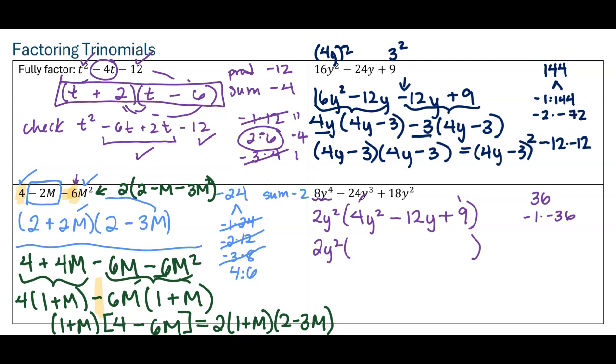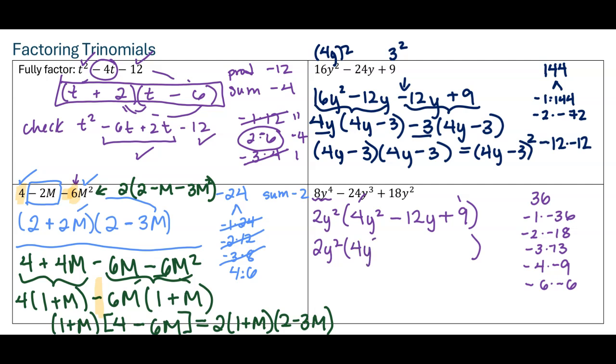Negative 1 and 36 is not going to get me anywhere close to negative 12. Negative 2 and 18. Closer, I'm at negative 20, still not there. Negative 3 times negative 12, that's negative 15, still getting closer. Negative 4 times negative 9 is negative 13, getting really close. And then the next one, I think we'll do it. Negative 6 times negative 6 does give me positive 36. And when I add those up, I do get negative 12.